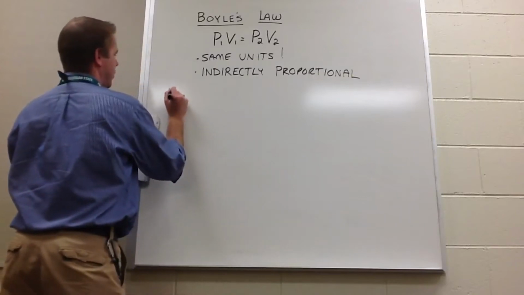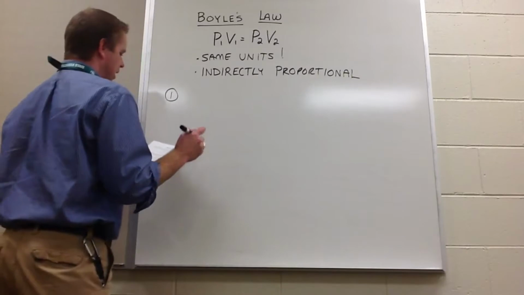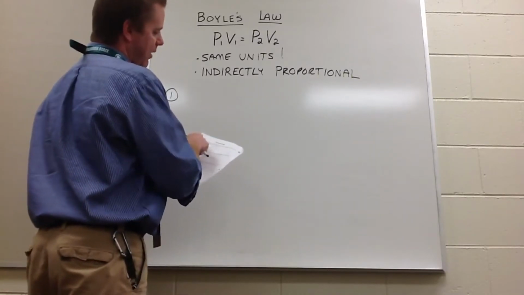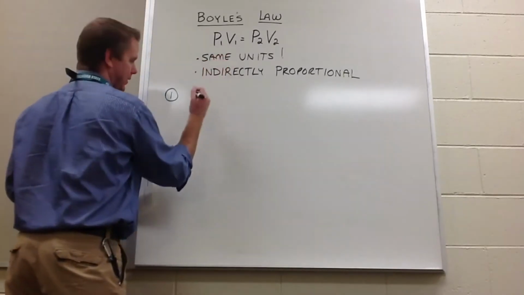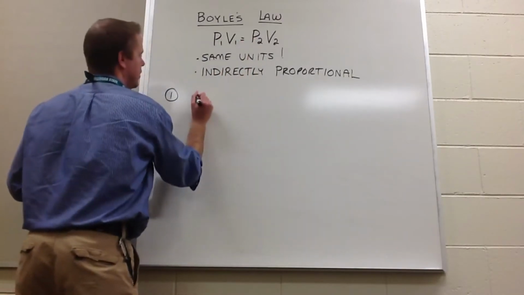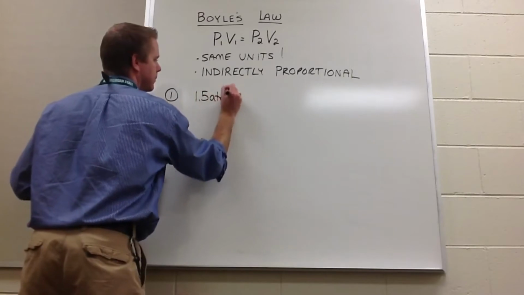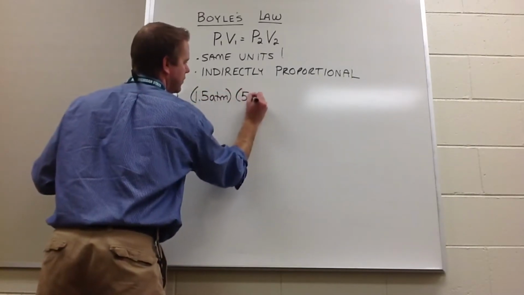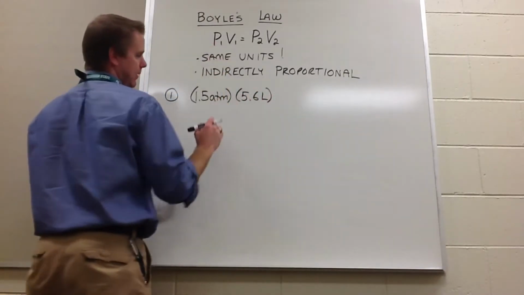If I have 5.6 liters of a gas in a piston at a pressure of 1.5 atm. So when I read that, I realize that the 5.6 liters and the 1.5 atm are together. So it doesn't matter if I put them here or there as long as I put them together. So 1.5 atm times 5.6 liters.